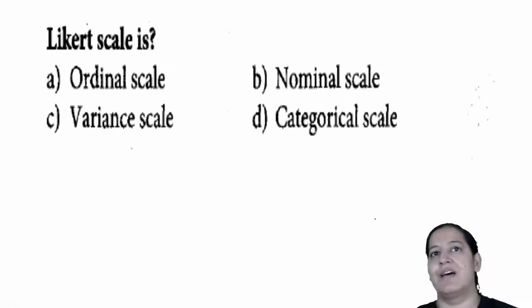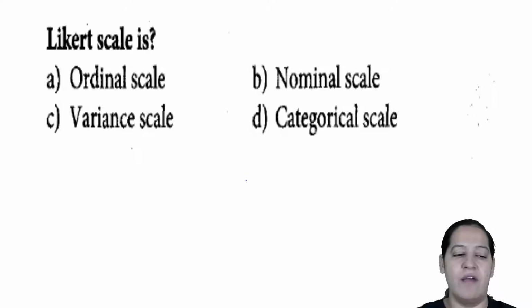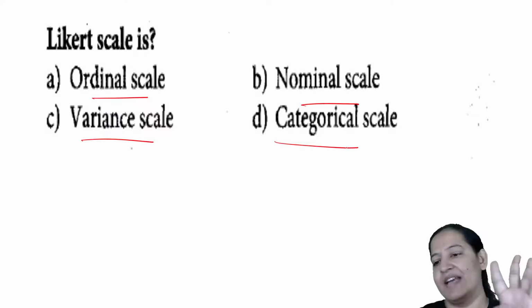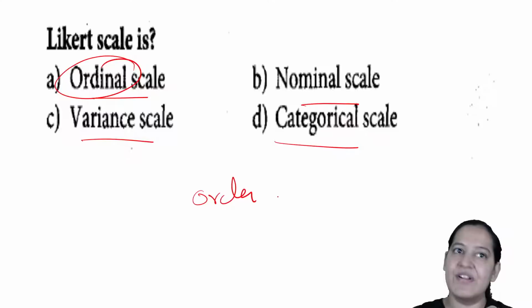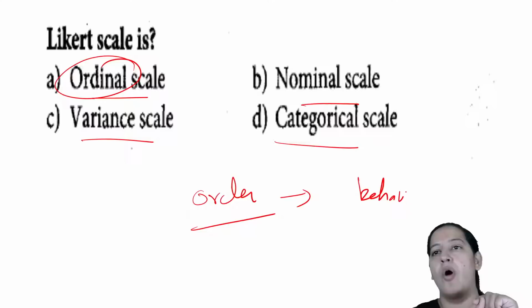So Likert scale, next question is on Likert scale only. Likert scale is the type of, just now I have told you, which type of scale? Is it ordinal? Is it nominal? Is it variance? Or is it categorical? Who will tell me? Yes, you all are right. Yes, very correct. Likert scale is an example of ordinal. A particular order is there. But the only difference from normal ordinal and Likert is that in Likert, the order is of behavior and attitude of a person.